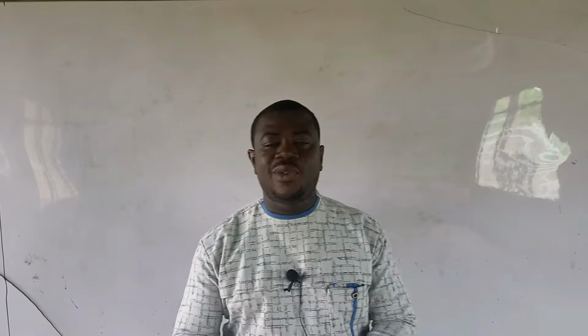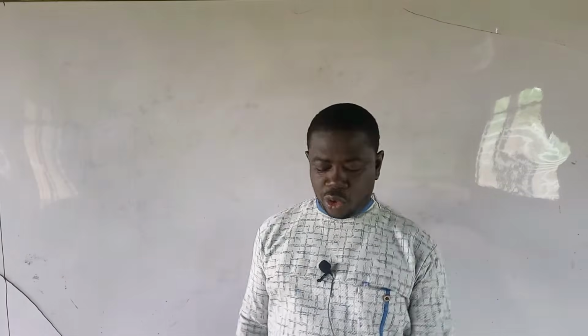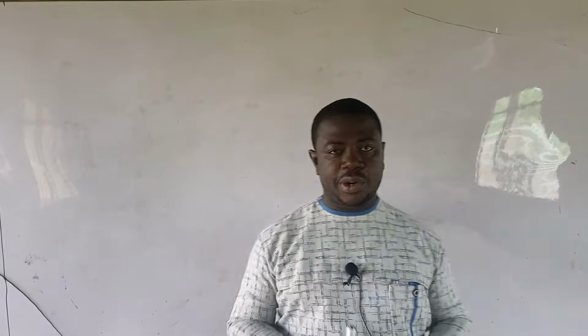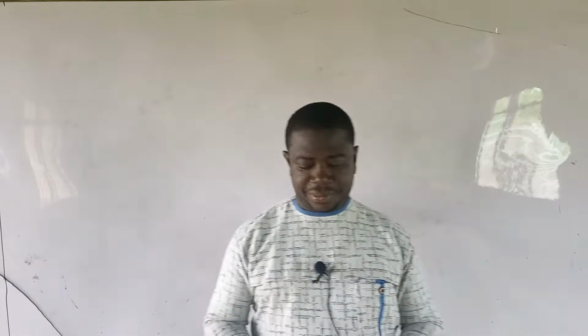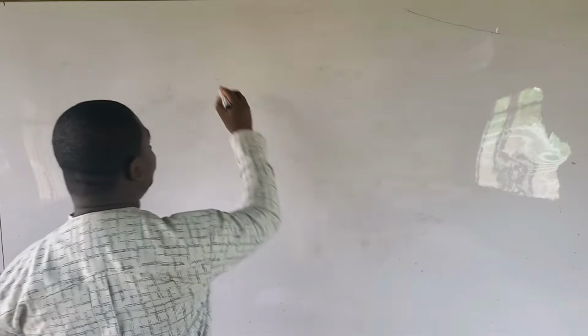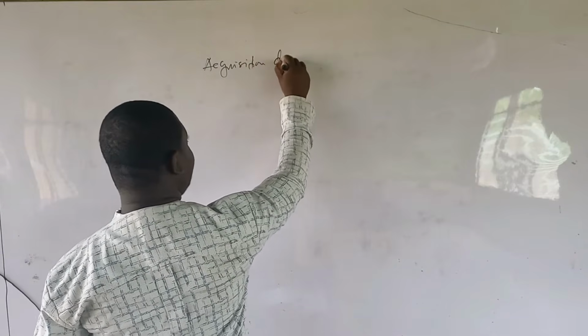Okay, so this is the question. A very interesting question. Now, let us pick up some very important points from the question, and then we'll start solving. We are told that GBL, which is the parent company, acquired 2 million shares in ABL on 1st January 2013. So what I want you to note is the acquisition date; these are things you should consider.